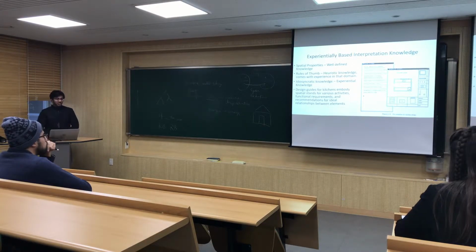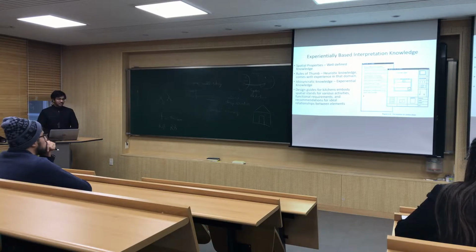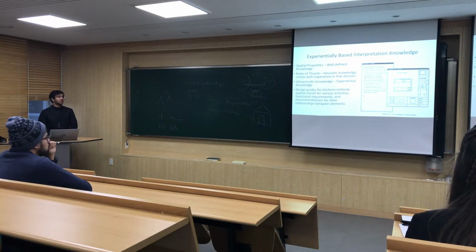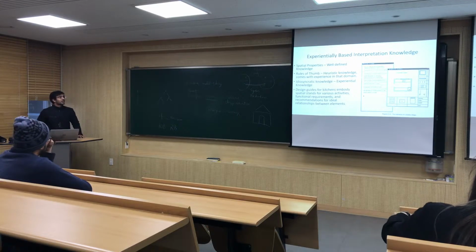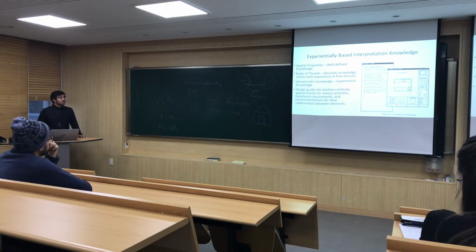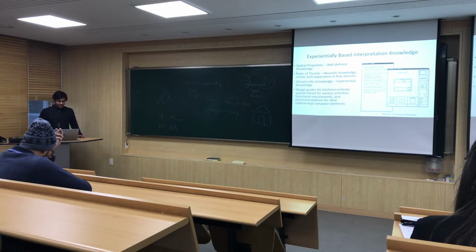Now, experientially based interpretation knowledge. It consists of spatial properties, which have well-defined knowledge. Then we have rules of thumb, which come with experience in that domain. People with more experience have certain rules of thumb which simplify things; sometimes they are accurate, sometimes they are not. And then we have idiosyncratic knowledge, which is experiential knowledge, and the design guides for kitchens. This is an example of design guides for kitchens, which embody a spatial stance for various activities, functional requirements, and recommendations for ideal relationships between the elements.